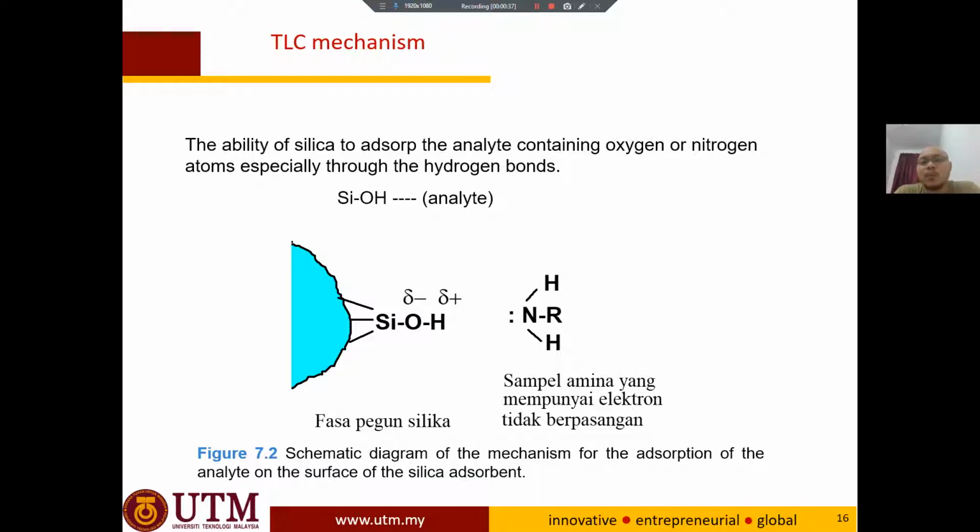Maybe the question will be: what kind of interaction is this? You need to be able to answer what kind of interaction. It's a very simple answer, but maybe some students are not able to remember it. It's actually hydrogen bonds.